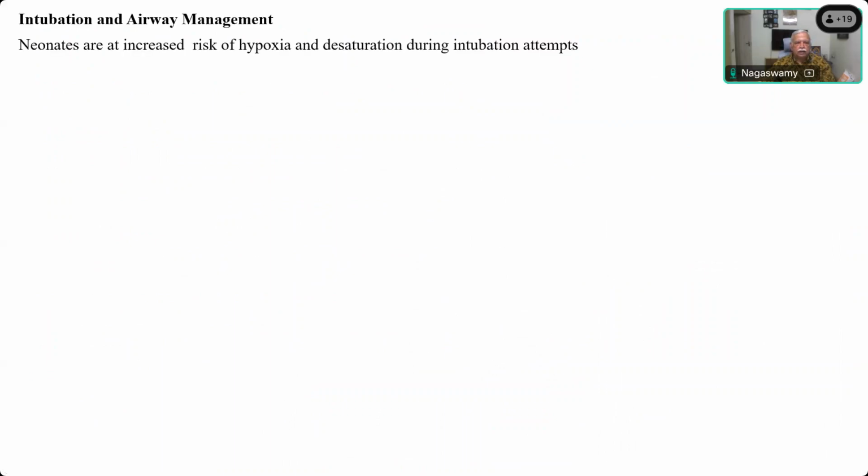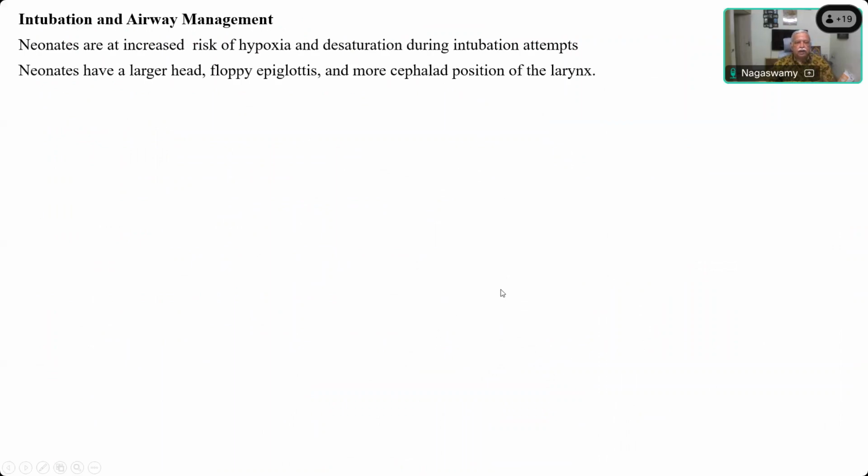Coming to intubation and airway management, they have an increased risk of hypoxia and they desaturate faster. And they have a large head, floppy epiglottis, and anteriorly placed or highly placed larynx. So intubation may be difficult. So do not extend the head. Easier intubation is done by keeping the head in neutral position or even in a slightly flexed position compared to the older or adult patient.